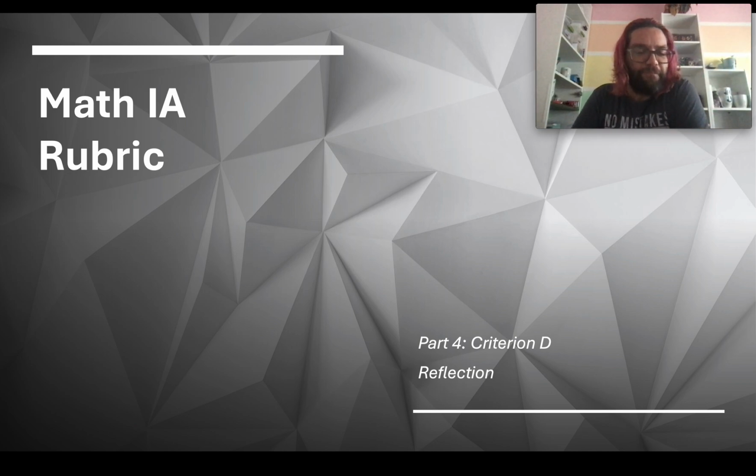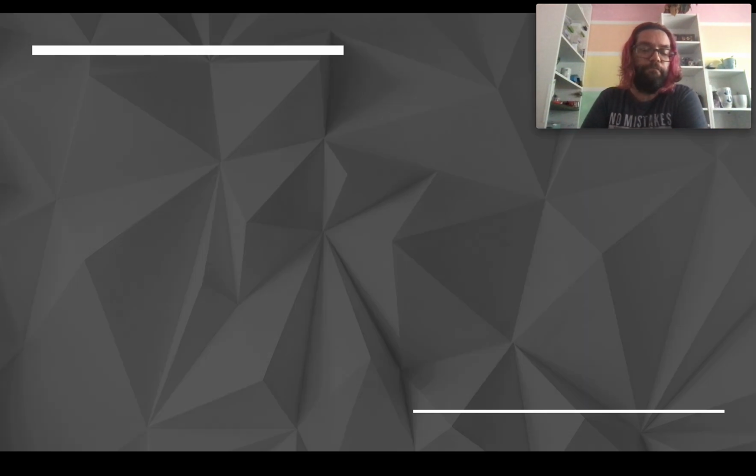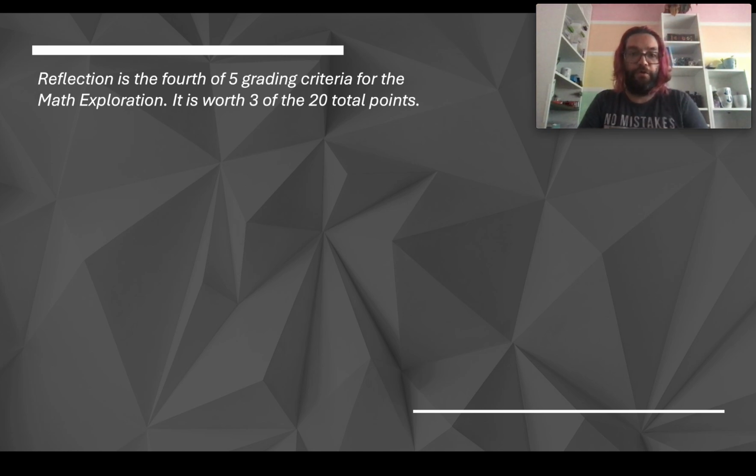Hey everybody. In today's lesson, we're going to be moving on to the next part of the Math IA rubric, which is part 4, and this is Criterion D, which is called Reflection. Similar to personal engagement, this is worth 3 of the 20 total points. So A and B are each worth 4, and C and D are each worth 3.